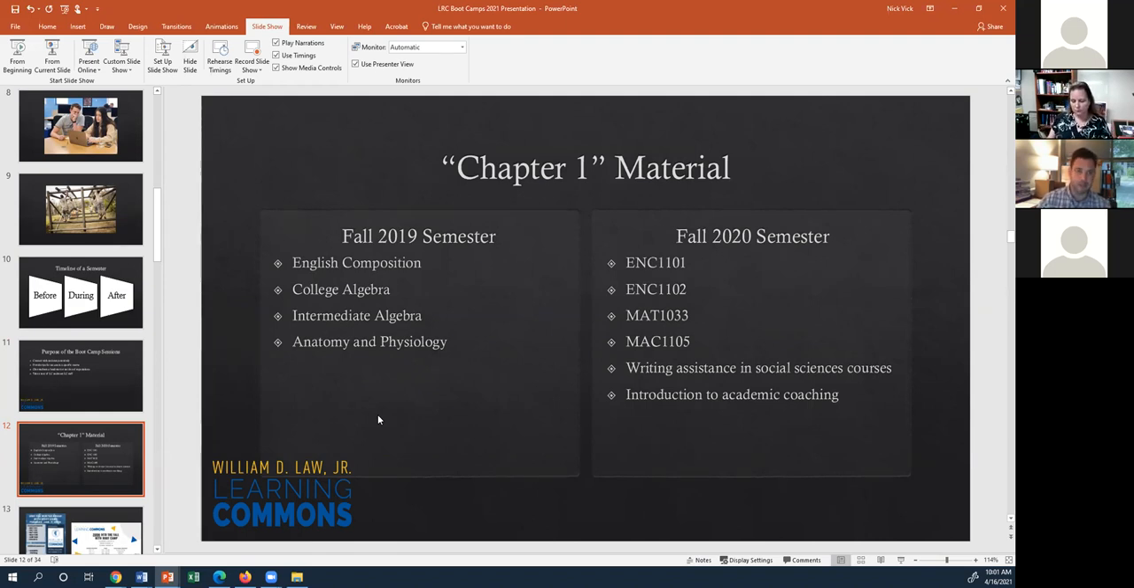And then for math, it's the basic chapter one kind of reviewing equations. And I'm not a math person, so I'm more of an ENC person, but that's the essence of what happened in the math courses.